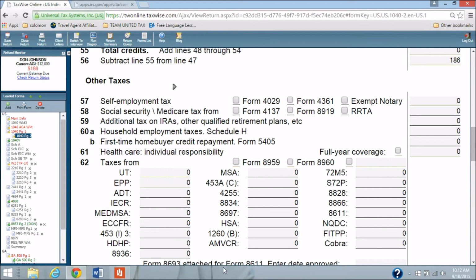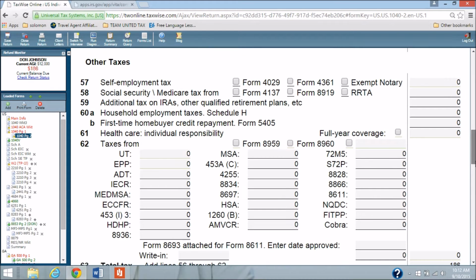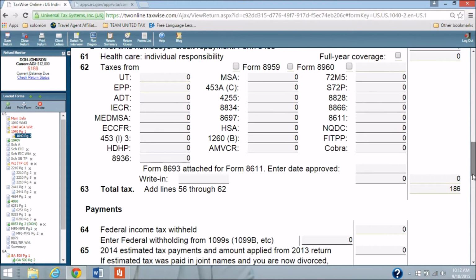This stuff right here, I've never seen any of this calculate. I don't even know what it is, to tell you the truth. I can tell you it's related to retirement plans, but in all my years doing taxes, I never really had to do anything in that area.